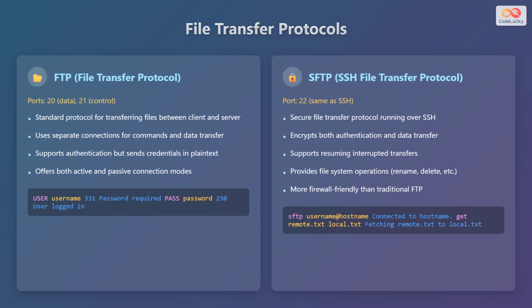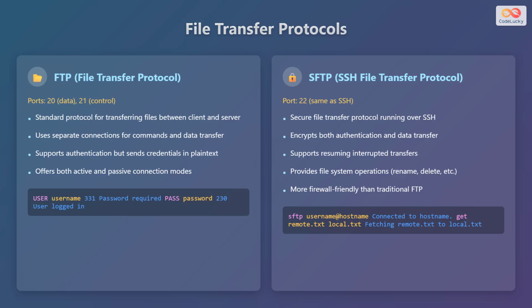Now let's delve into file transfer protocols. First, the File Transfer Protocol, or FTP, uses ports 20 for data and 21 for control. It is the standard protocol for transferring files between a client and a server. It uses separate connections for commands and data transfer. It supports authentication, but sends credentials in plain text, and offers both active and passive connection modes.